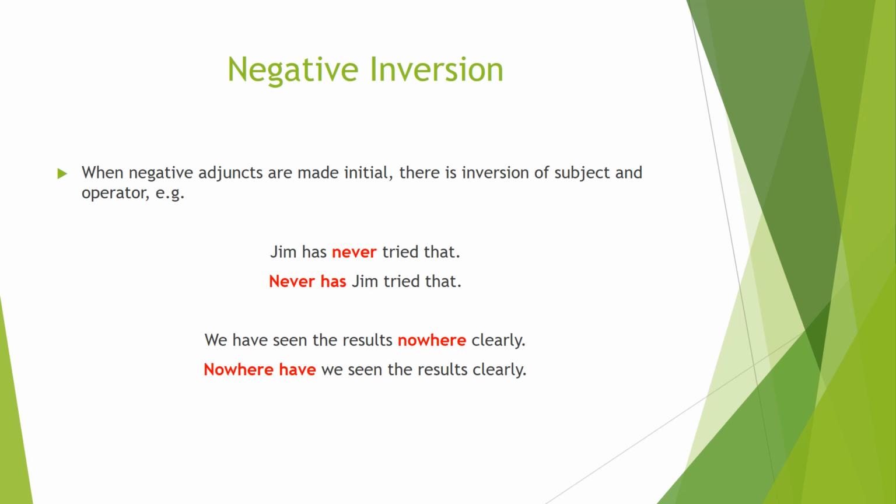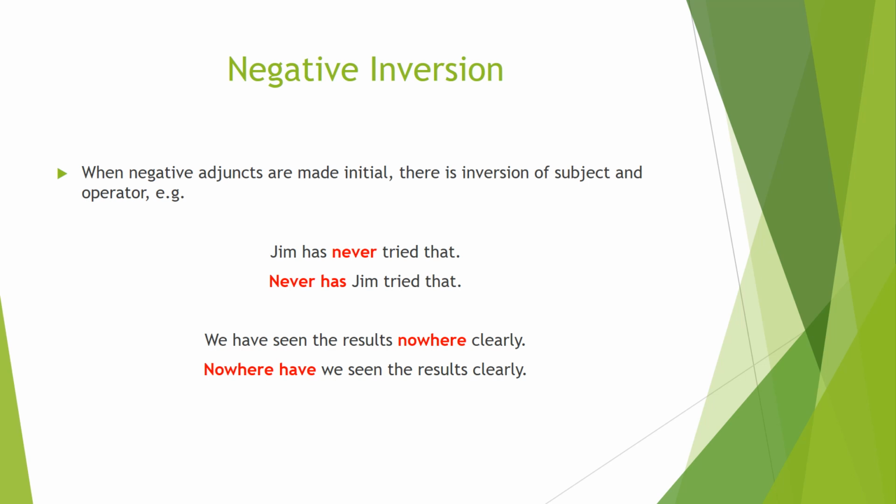For example, in this sentence, Jim has never tried that. Here we are making it negative by using the adverb of negation, which is never. When I want to put never at the beginning for the purpose of emphasis, when I want to emphasize the negation, I am going to put never initially in the sentence. After I put never at the beginning of the sentence, I should also change the structure of the sentence. Put the operator before the subject. In this sentence, I already have an operator, which is has. So all I need to do is put has and then the subject Jim. The sentence will become, never has Jim tried that.